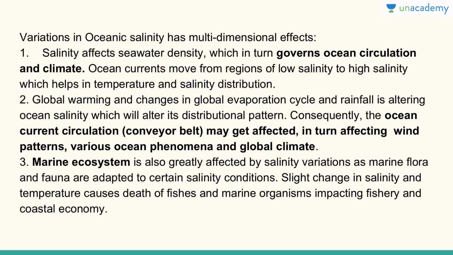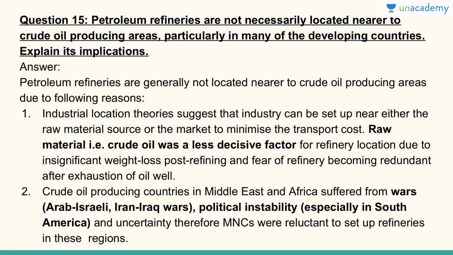So it has a multidimensional effect. Salinity will affect seawater density, which in turn governs ocean circulation and climate. The ocean current circulation conveyor belt may get affected because of global warming and climate change, and in turn it can affect wind patterns, various ocean phenomena and global climate. And the marine ecosystem is also greatly affected by salinity variation because marine life has evolved over millions of years to live in a particular saline environment, and it can lead to the death of fishes and marine organisms.